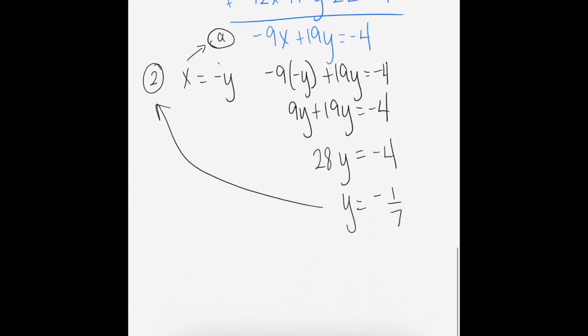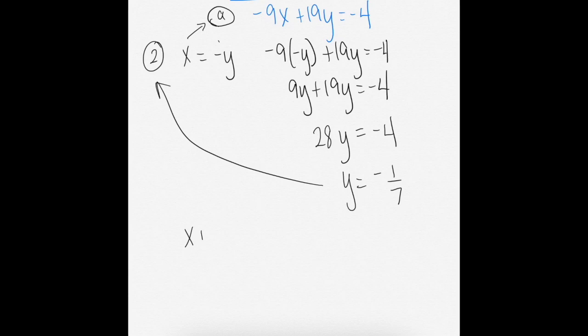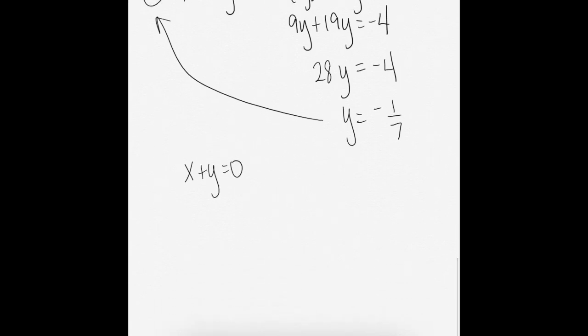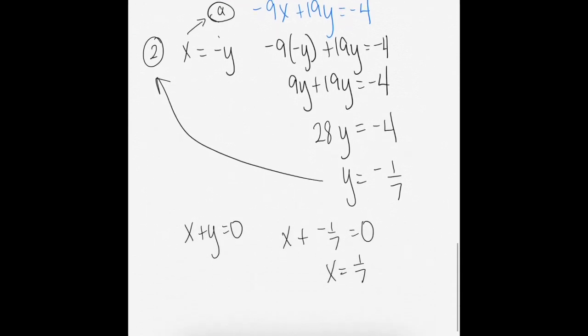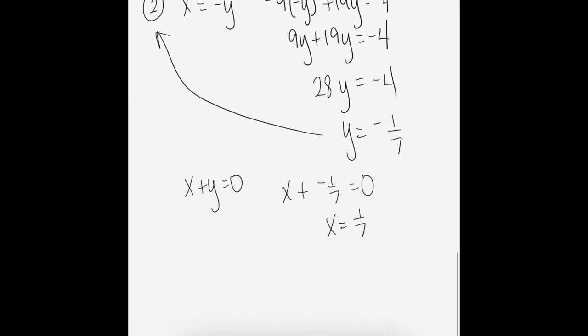All right, so I can take this one and plug it into equation 2 here. Well, actually 2 is up here, but it's going to end up being the same. X plus y equals 0. But we know that y is negative 1/7. So x plus negative 1/7 equals 0. That means x must be positive 1/7. All right, so we have x, we have y.